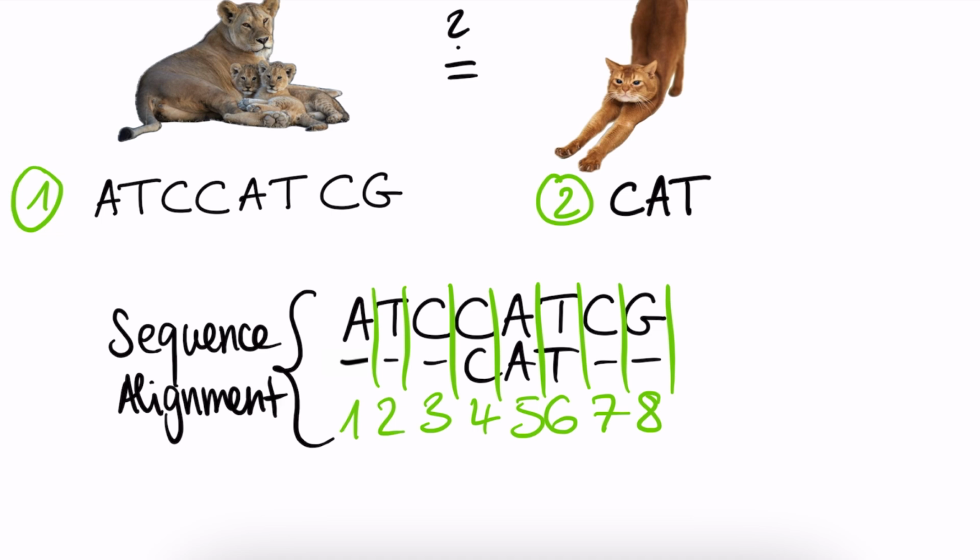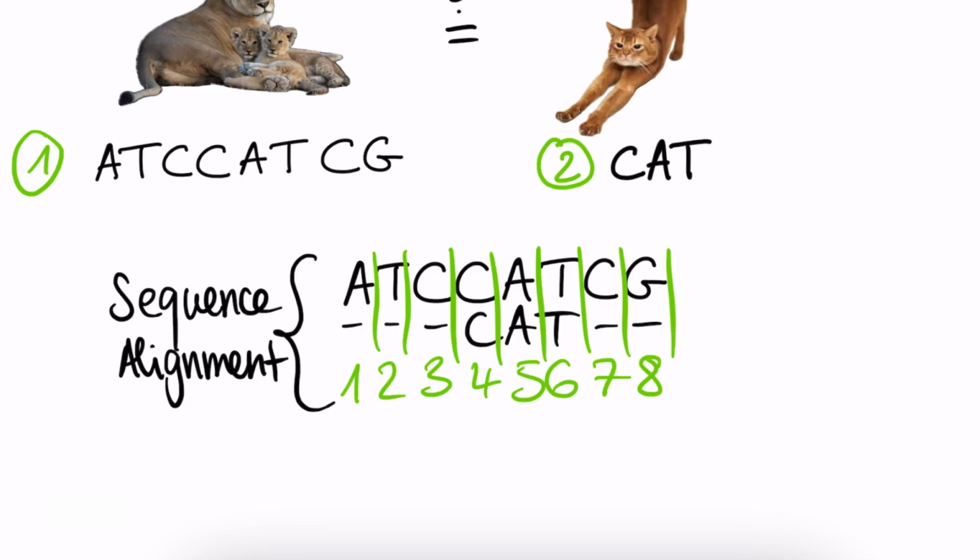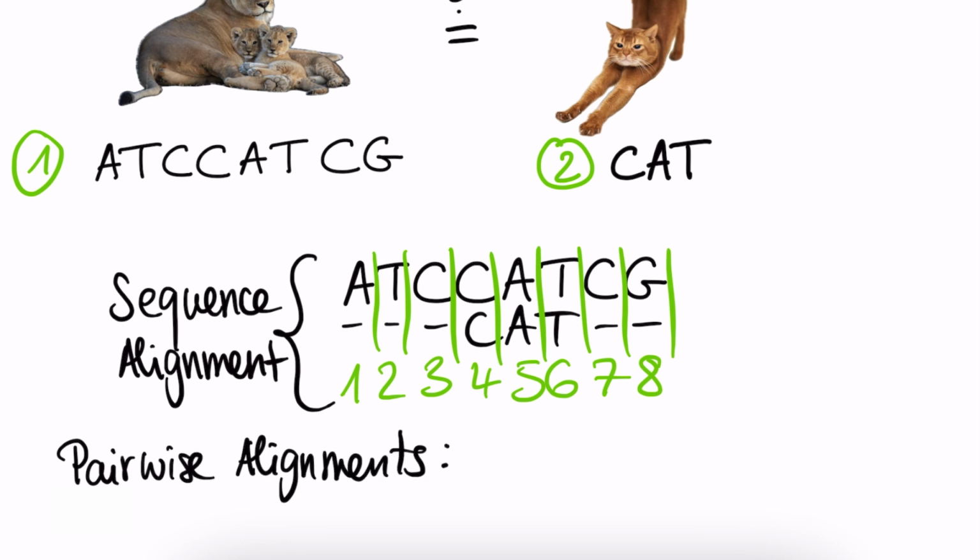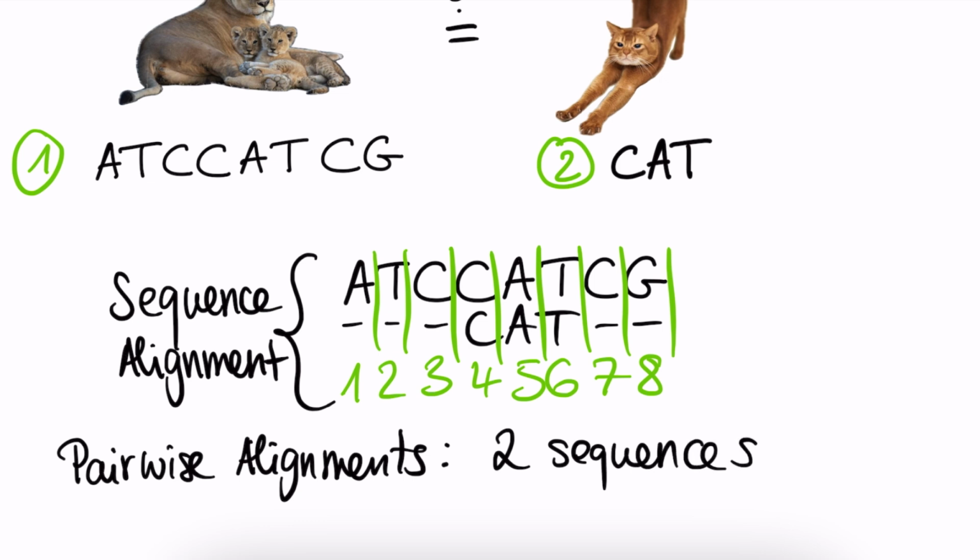It isn't always as easy as in this example, and that's why many different methods and algorithms have been developed to do this correctly and efficiently. In this video, we will only be talking about pairwise alignments. Pairwise alignments are alignments between exactly two sequences.